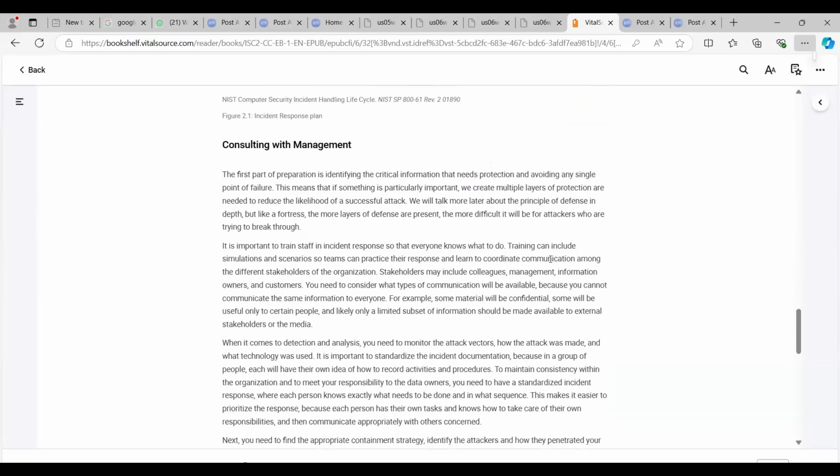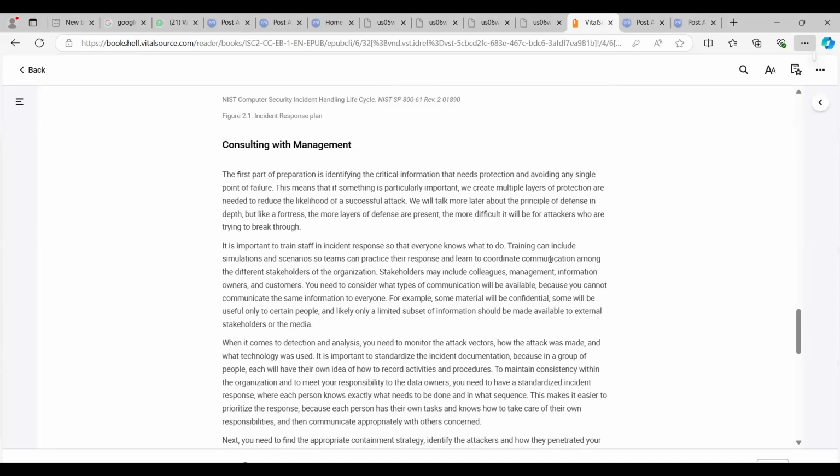This means that if something is particularly important, we create multiple layers of protection, which we also know as defense in depth. You don't want to use a single control in place. You want to use multiple, so that even if an attacker is able to break into one, they still have the second one to fight, the third one, the fourth one, before eventually getting to your database. So that's multiple layers of security, or defense in depth.